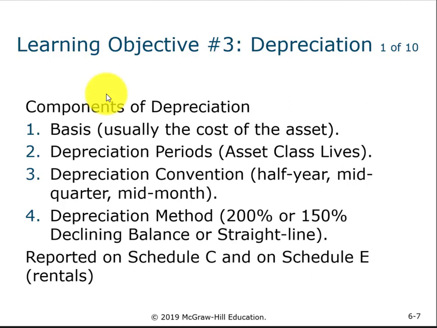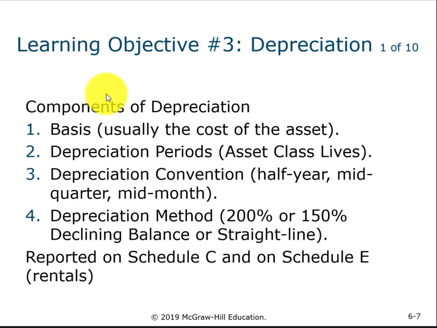First term that we need to make sure we understand is basis. That's usually its cost. That's the amount that we're going to apply our depreciation rules to. All right? And then we have depreciation periods. Over how long a period should it be depreciated? We have depreciation conventions, and there's 3 of them that we need to know: half year, mid-quarter, and mid-month. And then we have our methods.